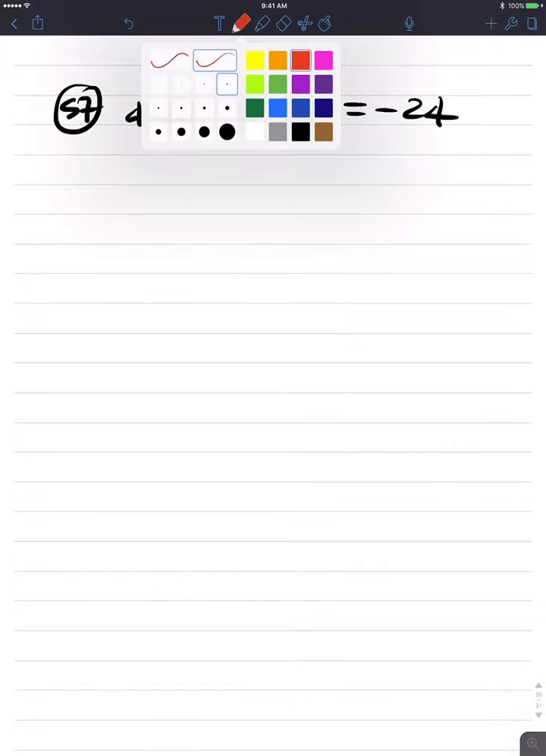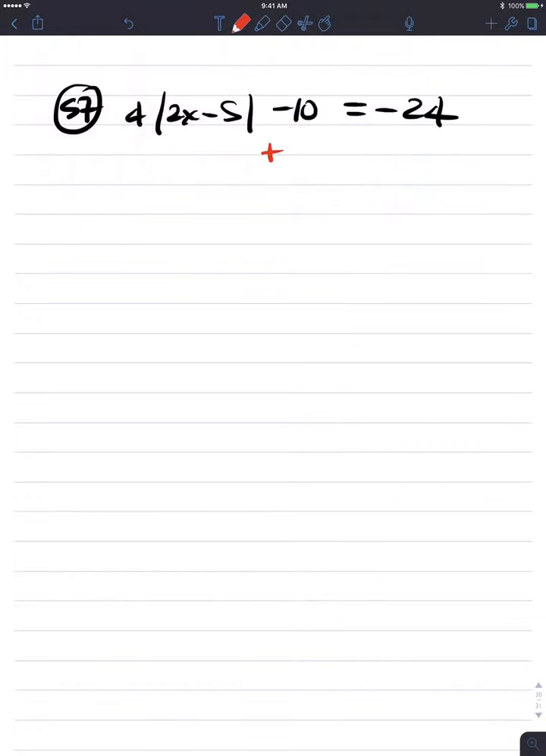Number 57: 4 times the absolute value of 2x minus 5, minus 10, is negative 24. We need to solve for the absolute value, so we're going to add 10 to both sides here. 4 times the absolute value of 2x minus 5 will be negative 14.